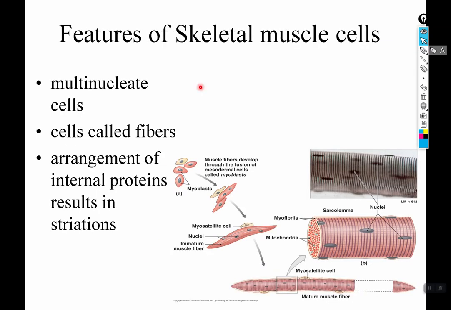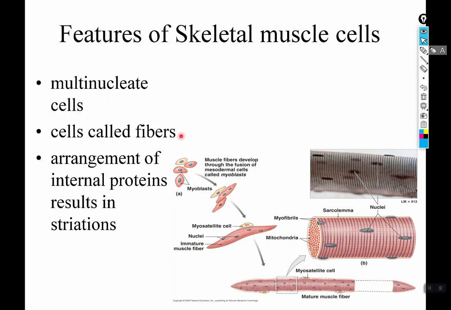So the features of skeletal muscle cells we discussed a little bit when we talked about their histology in lab, but I mentioned that one of the hallmarks of them is that they're multinucleate. So one cell is going to have a lot of nuclei, and that differentiates them from cardiac muscle and smooth muscle, for which there's only one nucleus per cell. That's the usual rule, one nucleus per cell. Sometimes, in certain situations, there's more than that, and this is one of those situations.